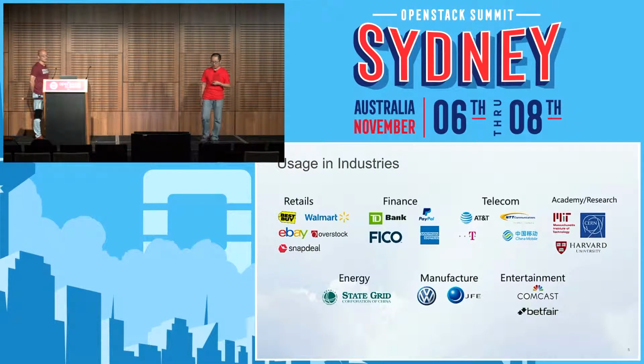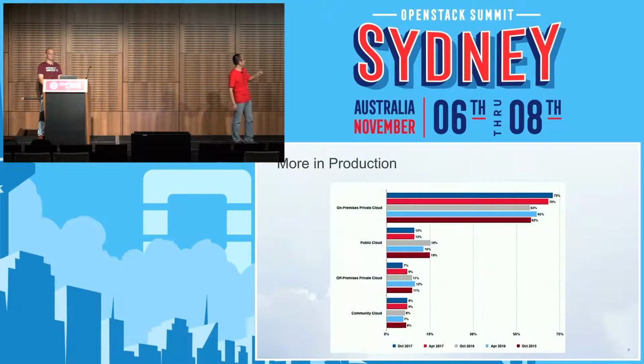Also in academia, some research organizations have already used a lot of OpenStack setups for their science computing clusters. In energy, for example, China State Grid has a lot of large-scale OpenStack setups, and there are also manufacturers and entertainment companies. Yeah, a lot of users.